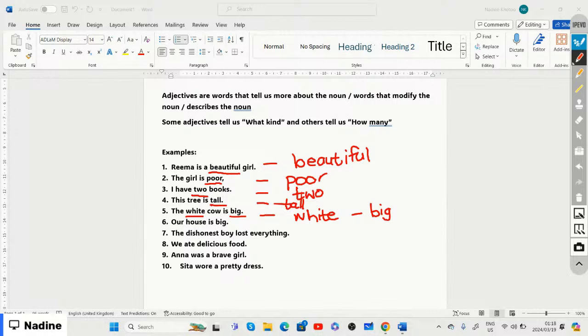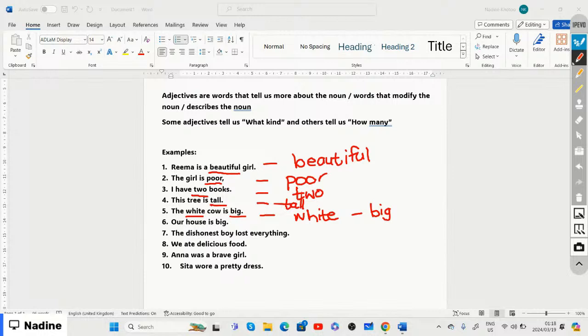Then we have another sentence that says, our house is big. We need to describe the house. So, what kind of house is it? Because it's basically telling us what kind and it's not telling us how many. Because if we were to say how many, then we could have said that our house is big with 6 rooms, which means that we would have had 2 adjectives, one telling us how big the house is and the other one telling us how many rooms there are.